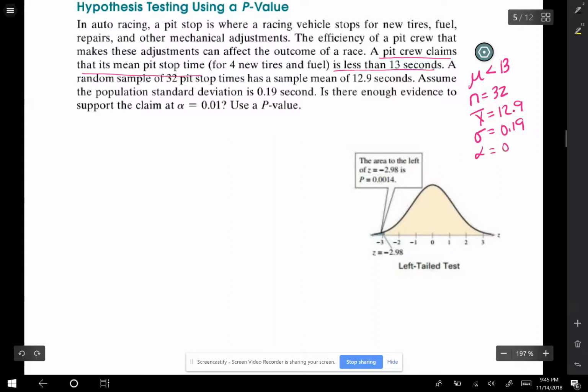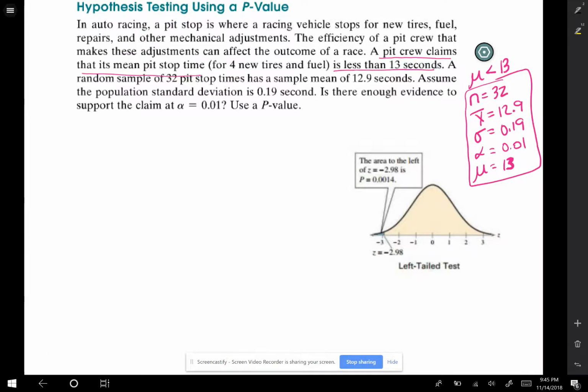So all I did was write these over to the side so that we would have them as we got ready to plug them in. So this was, of course, the claim, but as far as using it in the formula, we're going to actually use the mean of 13. So these are all the numbers that we're going to be using to plug into our formulas. So we want to use a p-value to determine if there's enough evidence to support their claim that their stop time is less than 13.